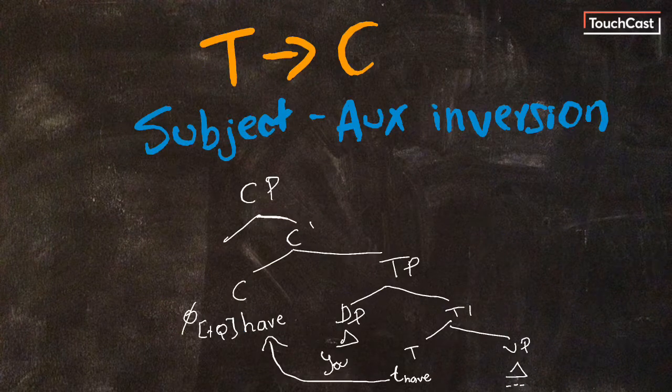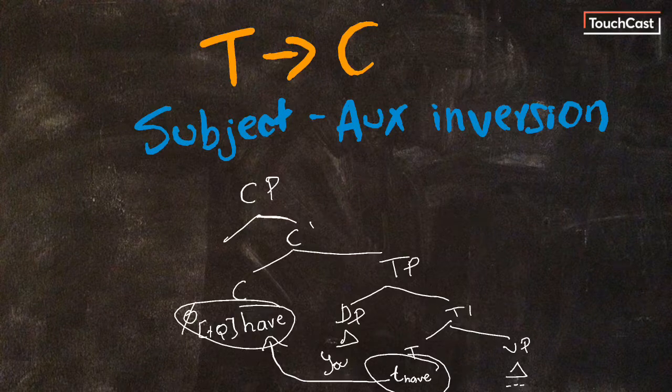The next transformation rule is called T to C movement, or subject auxiliary inversion. This transformation is necessary because English does not indicate question complementizers with an overt complementizer or particle in this area. Therefore, C is empty and needs to be filled with something. That's why the auxiliary from T needs to move from T to C so that the question order can be correct.